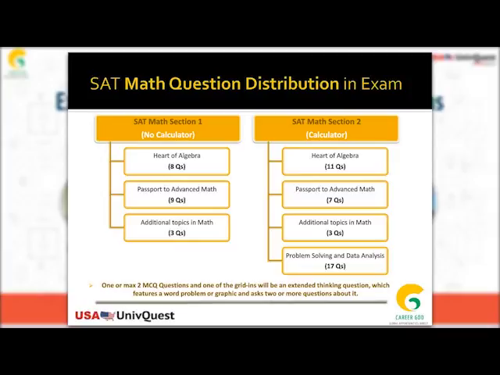Out of 20 questions, we get around 8 questions from heart of algebra, 9 questions from passport to advanced math, and 3 questions from additional topics in math.